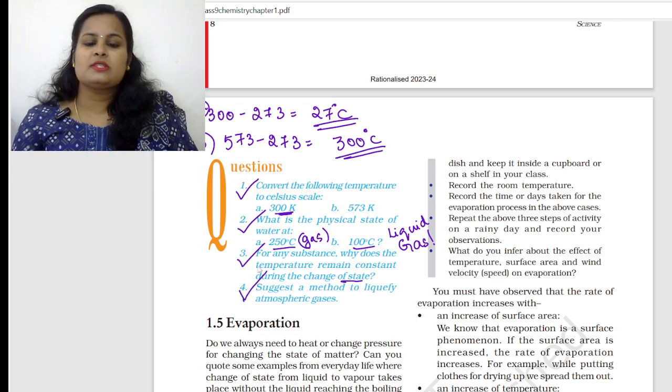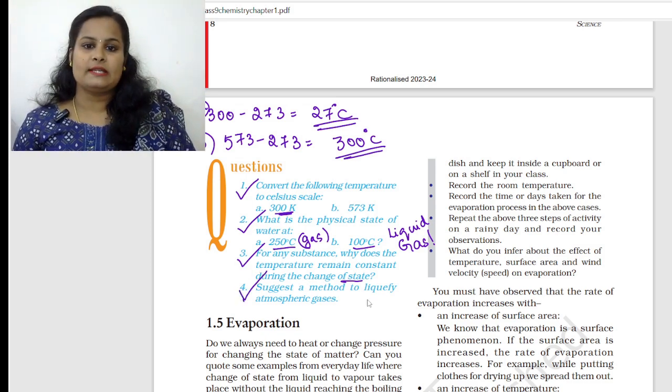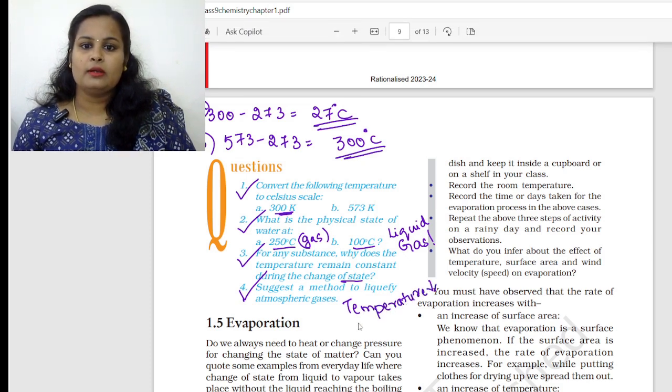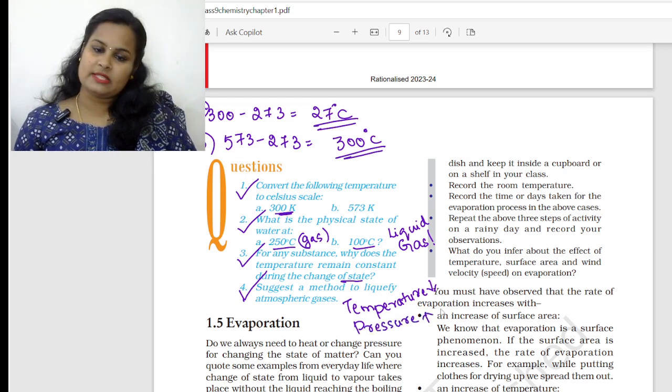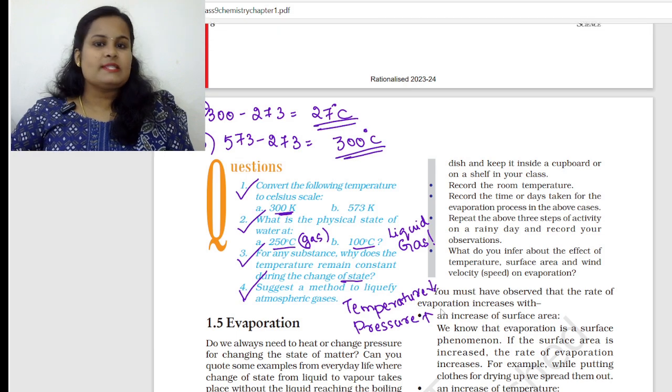And the last one, suggest a method to liquefy atmospheric gases. So temperature has to be lowered, pressure has to be increased. Then we can change from one state into another.